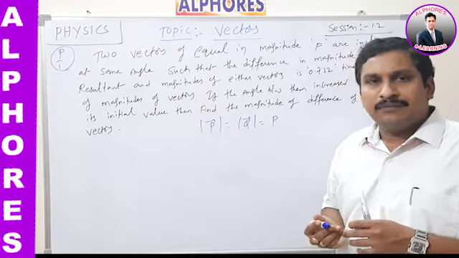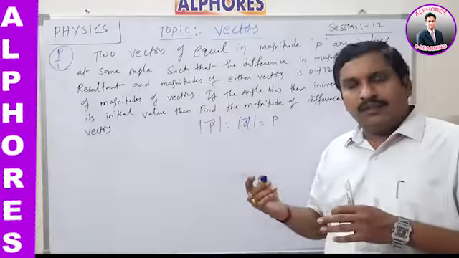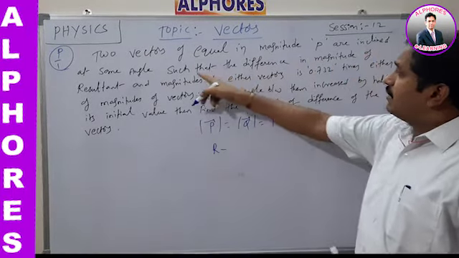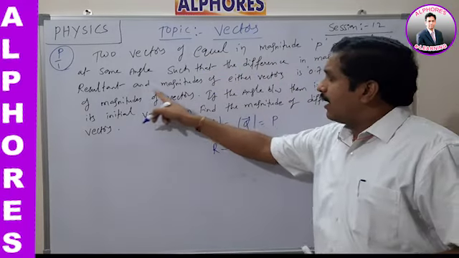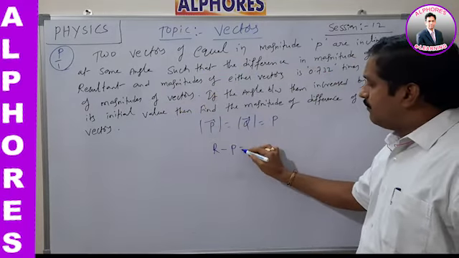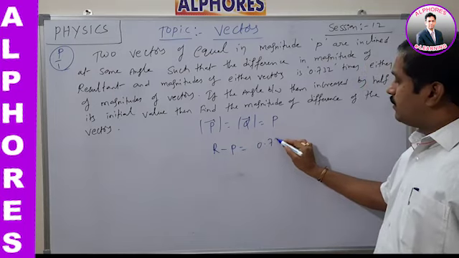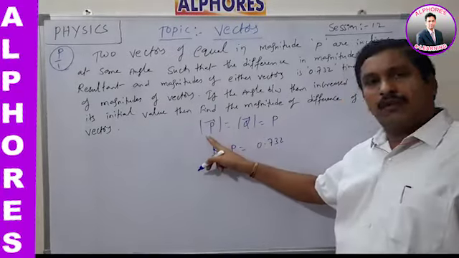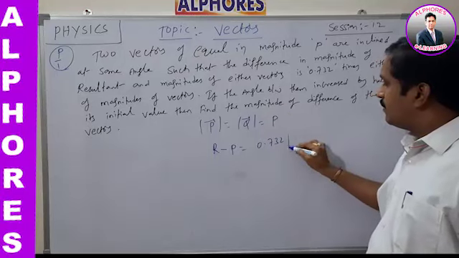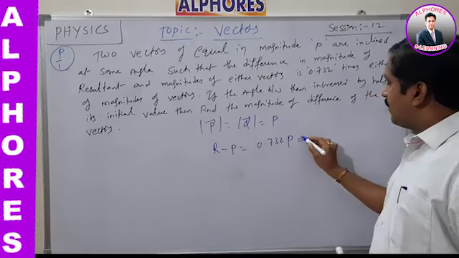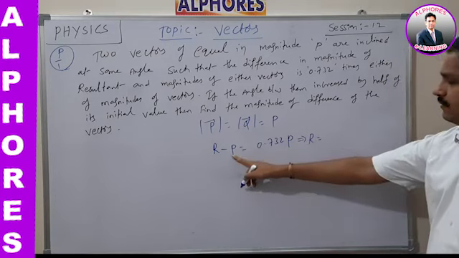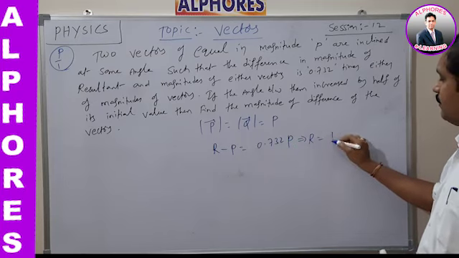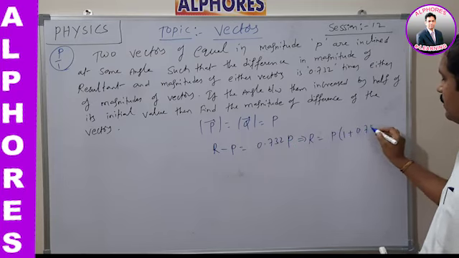That means what is the condition? The magnitude of the resultant is indicated by R. Such that the difference in magnitude of the resultant and magnitude of either vector, that means R minus P, is equal to 0.732 times the magnitude of either Q or P, both having the same magnitude equal to P. Here, listen all of you, R minus P is equal to 0.732 times P, which means R is equal to P common, 1 plus 0.732.